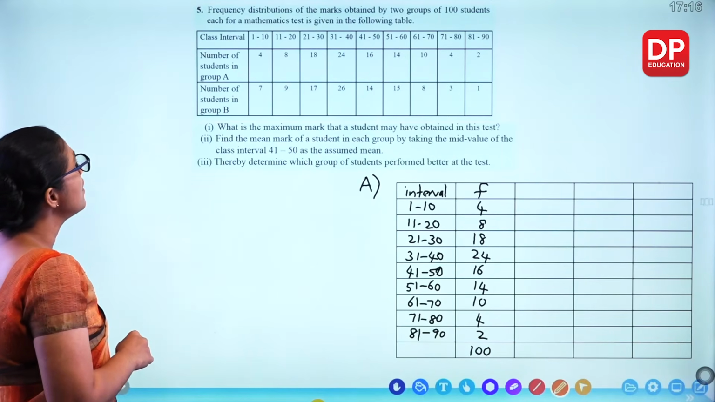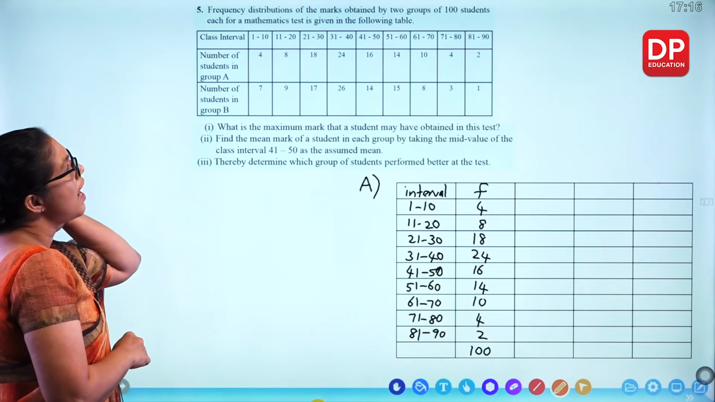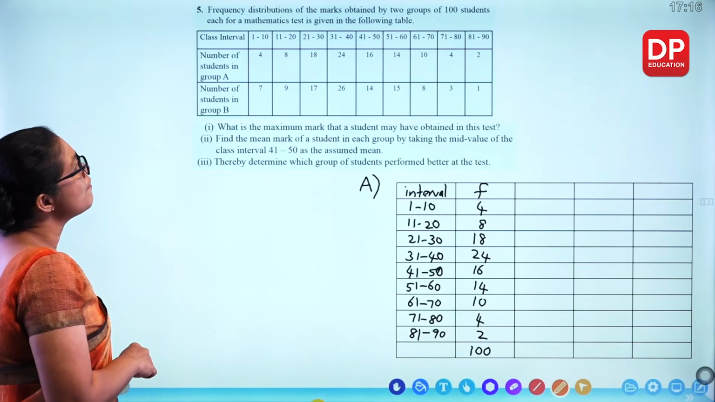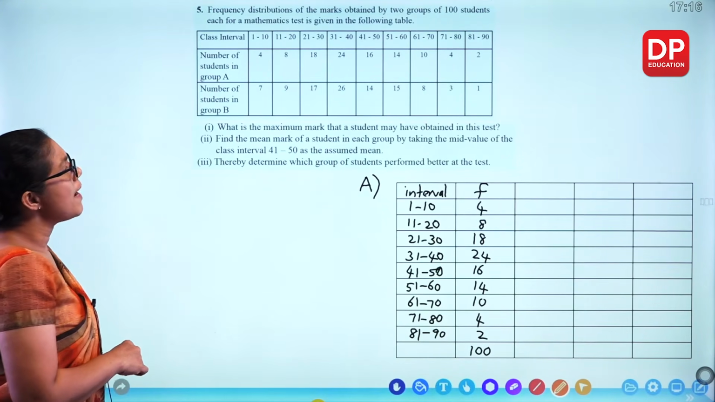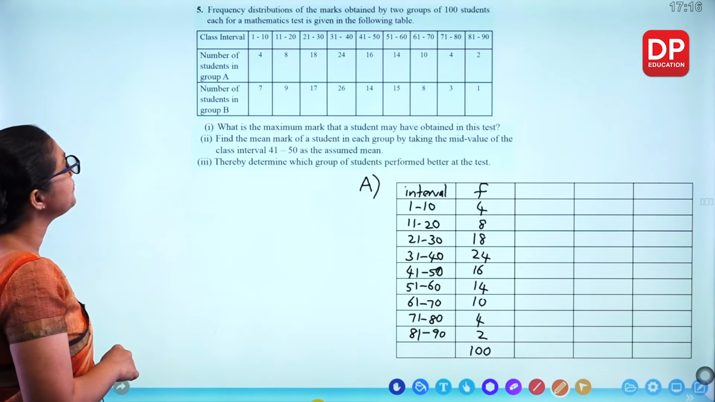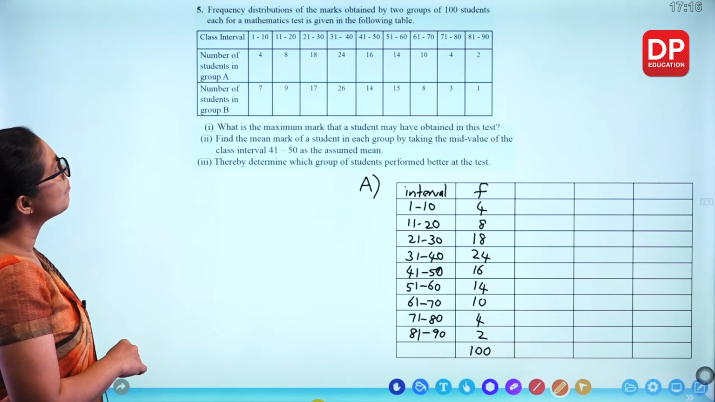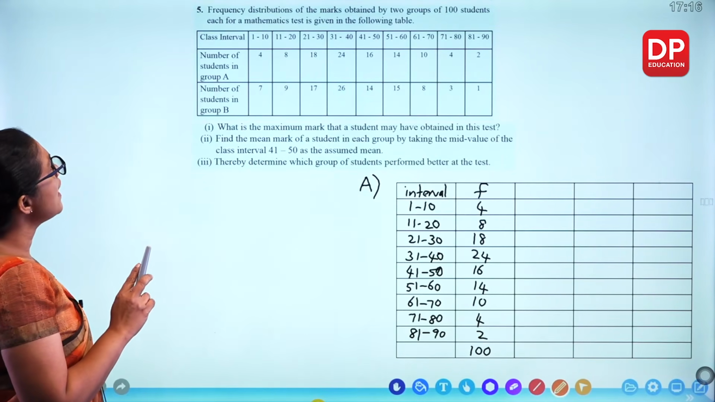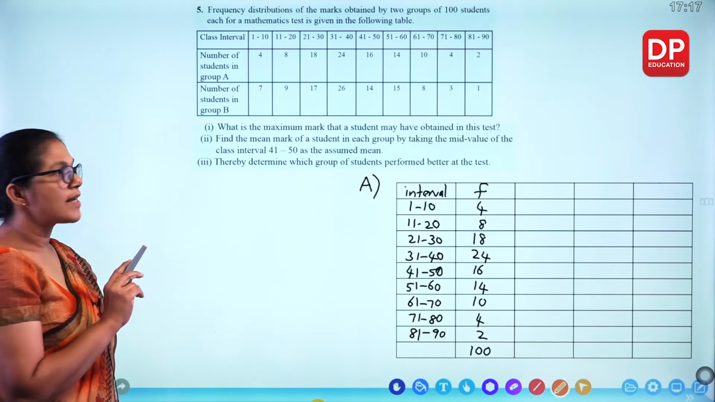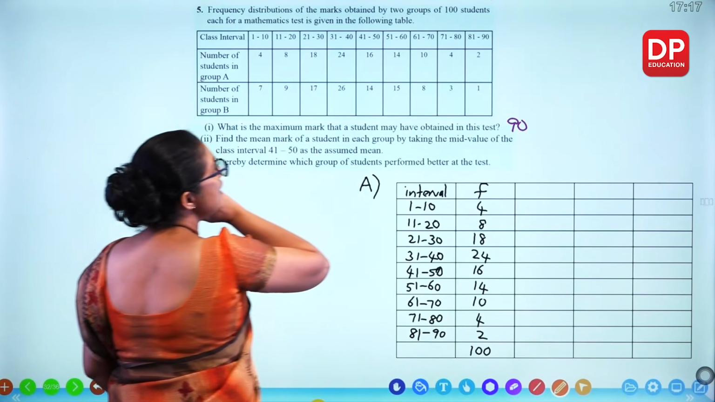Question number 5. Frequency distribution of the marks obtained by 2 groups of 100 students each for a mathematics test is given in the following table. What is the maximum mark that a student may have obtained in this test? What's the maximum mark? According to the table, 90 is the maximum mark, because the maximum value here is 90.